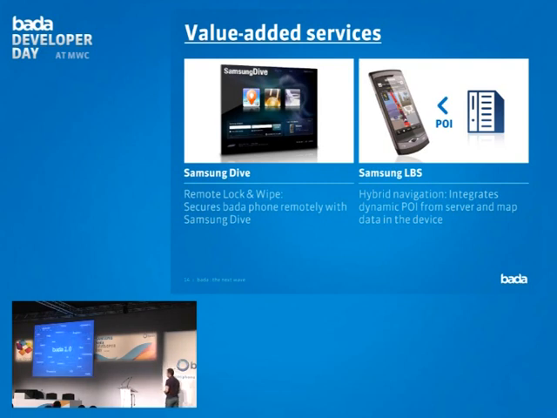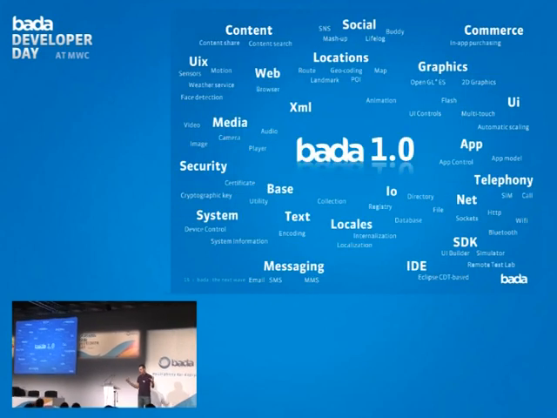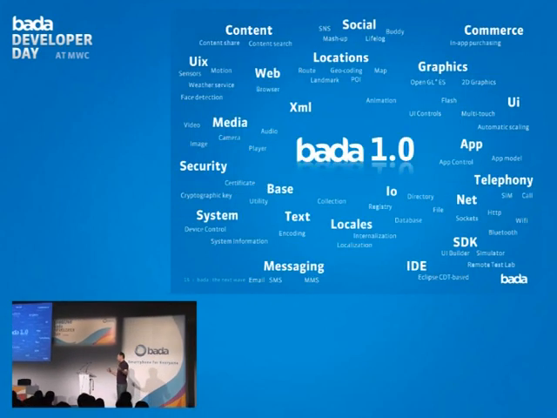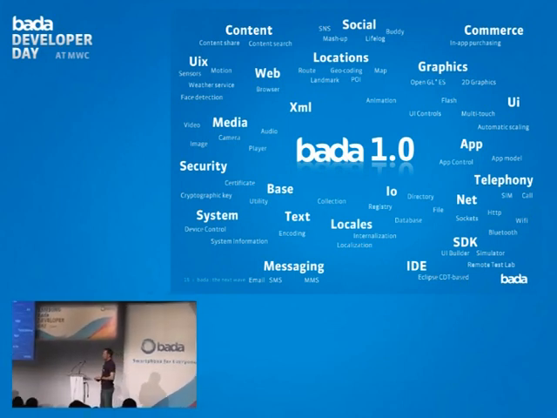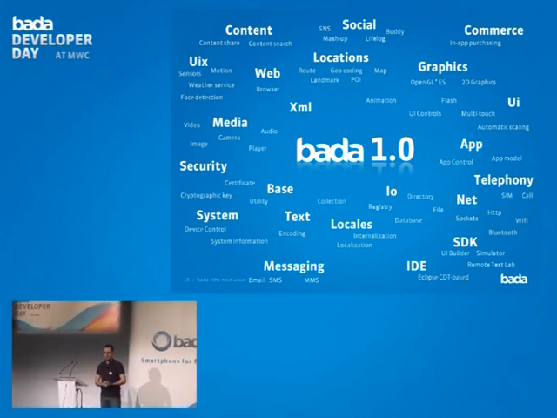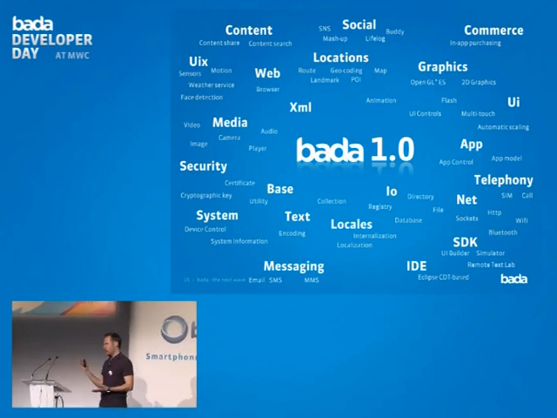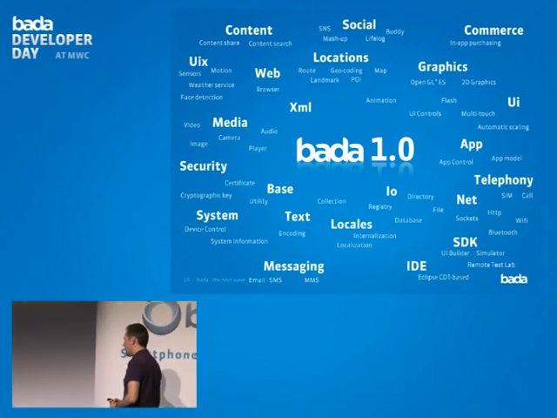Okay, so that was roughly the recap of bada 1.0. All the functionality which is provided to developers is logically grouped into 20 groups. We call them namespaces, and this is basically roughly as you would expect it as a developer.